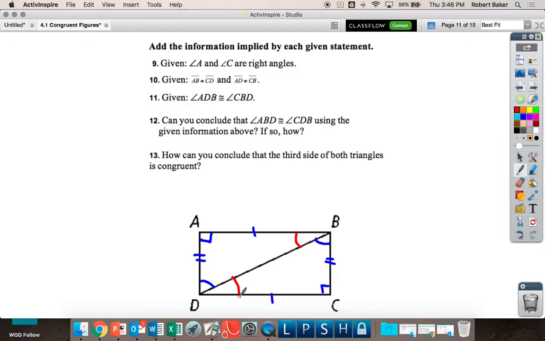Yes. How? Third angle theorem. Yeah, well done. I like this. The third angle theorem says that they are the same because you have two congruent angles in one triangle, you have two congruent angles in the other triangle. Ipso facto, the third angles are the same.